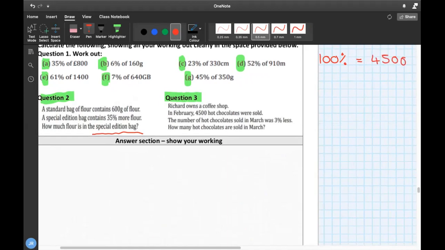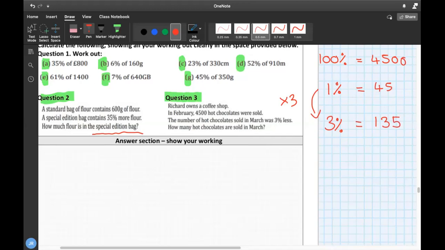So that's our month of February. We had 4,500, but we've sold 3% less. So we need to work out, first of all, how much 3% is. From 100% to 1% divided by 100. So we do the same with our amount. From 1% to 3%, I've multiplied by 3. So I need to do the same with 45. 45 multiplied by 3, that's going to give us 135. Remember, if you're not confident, just use a written method.